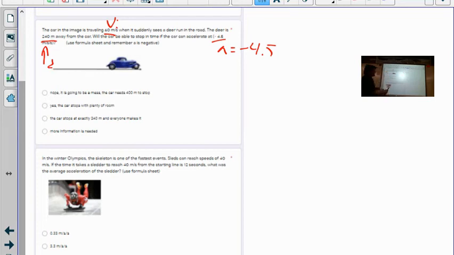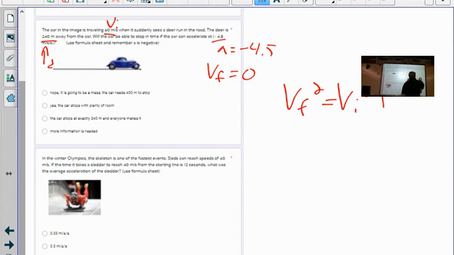It's asking if you're going to be able to stop before hitting the deer. And the key is there, are you going to be able to stop? And so your VF needs to be 0 if you're going to stop. So we're going to use these three here, and then we are going to use our formula that VF squared equals VI squared plus 2AD. And then we are looking to solve for D.